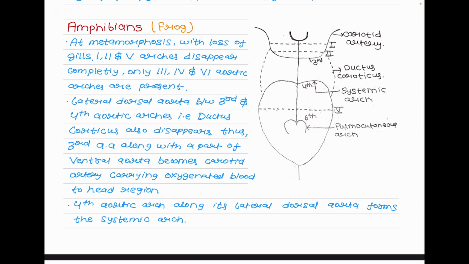Now we'll talk about amphibians, specifically frogs. At metamorphosis, the gills disappear and so do the first and the second arches. Only third, fourth and sixth arches remain. Third arch is the carotid artery, blood to head. Fourth arch is the systemic arch, blood to body. Sixth arch is the pulmocutaneous arch, blood to lungs and skin. Ductus caroticus between the third and the fourth aortic arch disappears. Blood becomes fully oxygenated after the lung development. Fourth aortic arch along with its lateral dorsal aorta forms the systemic arch.